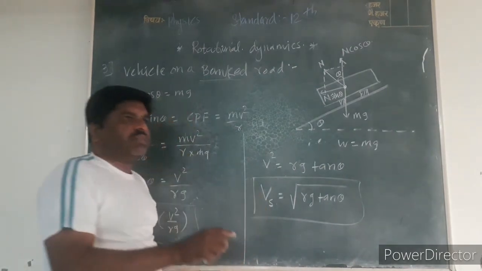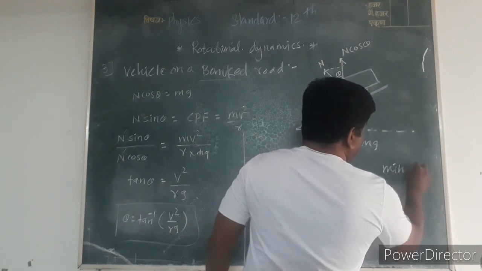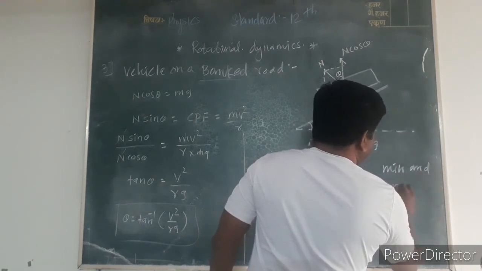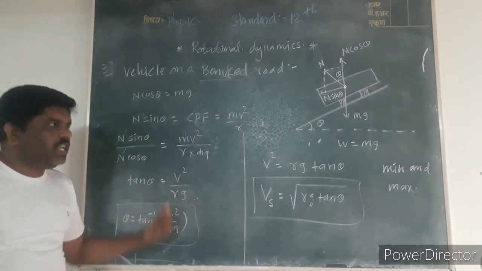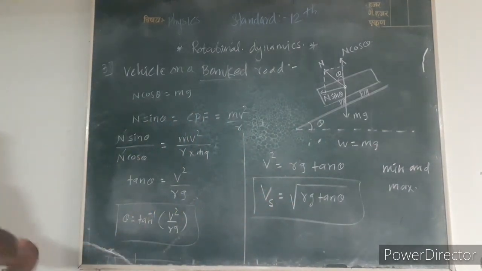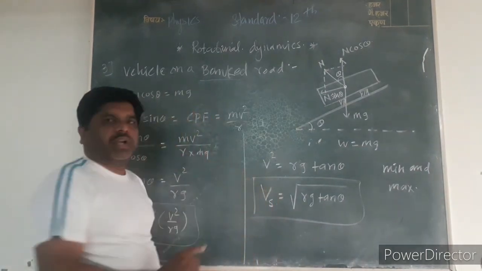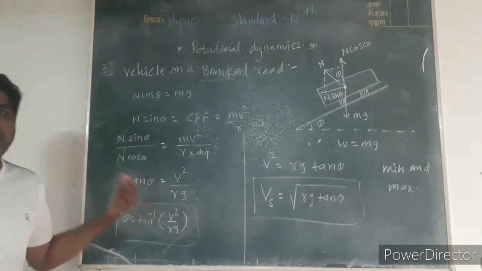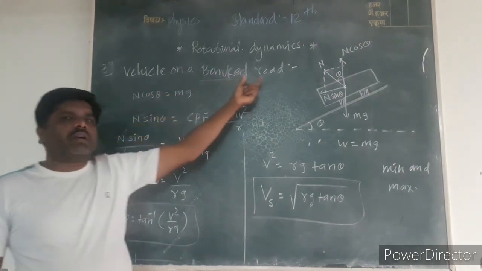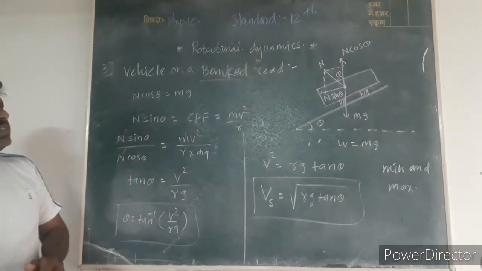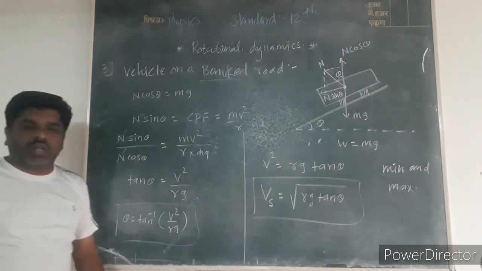This is not the minimum or maximum speed of the vehicle. This Vs is not the minimum or maximum speed or velocity of that vehicle. Vs is the safe speed of that vehicle when it moves on the banked road. This is the third application of uniform circular motion.